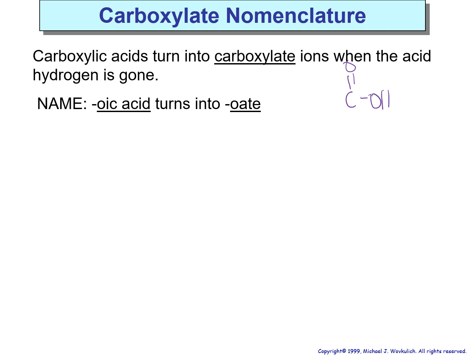This is a carboxylic acid called methanoic acid. But if you take the H off, it becomes a C double bond O, and the oxygen where the H was turns into a negative charge because the hydrogen's gone. So you take off "-oic acid" and you put "-oate". So this turns into methanoate.